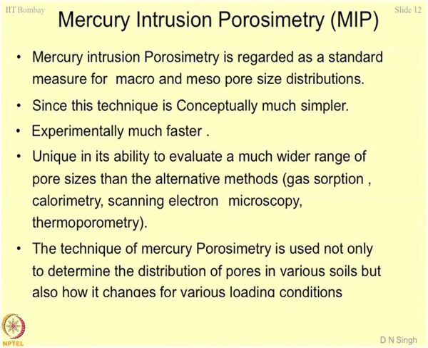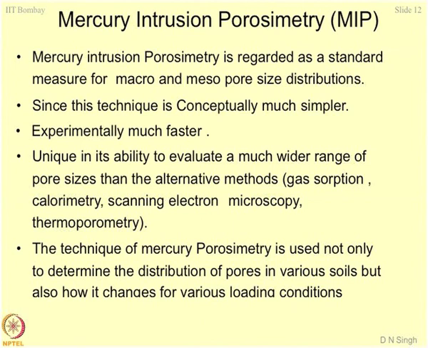So mercury intrusion porosimetry is regarded as the standard method for macro and mesopore distribution analysis. And since this technique is conceptually much simpler, it is experimentally much faster. And this is unique because of its ability to evaluate a much wider range of pore sizes than the alternate methods like gas adsorption, calorimetry, scanning electron microscope, and thermoporimetry. How much heat gets diffused in the soil mass from one place to another place, this is what is known as thermoporimetry.